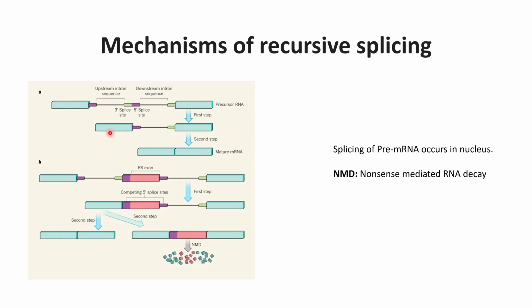the second step. So after the first step, the mRNA will look like this. Now the second step happens, in which the 5 prime splice site will remove the downstream intron sequence. So this 5 prime splice site will remove the downstream intron sequence, and this leads to the complete removal of the intron, and this is the mature mRNA.